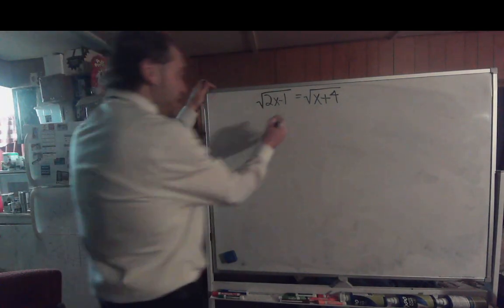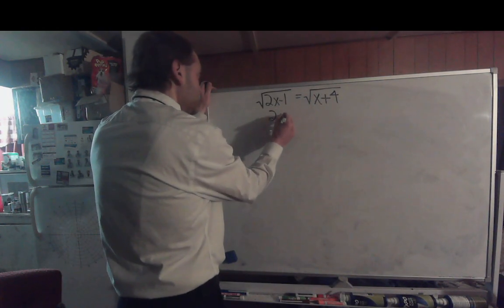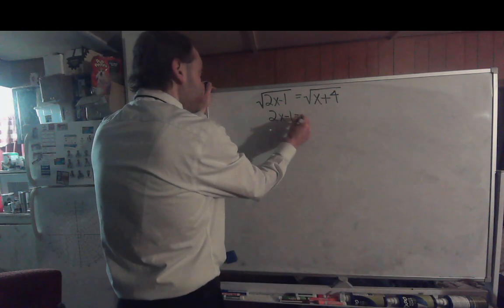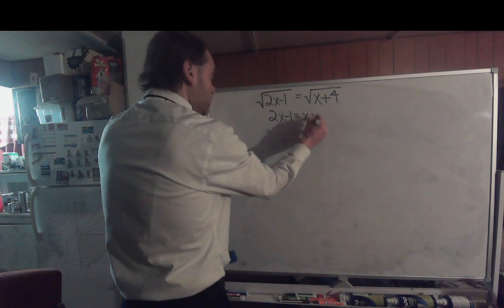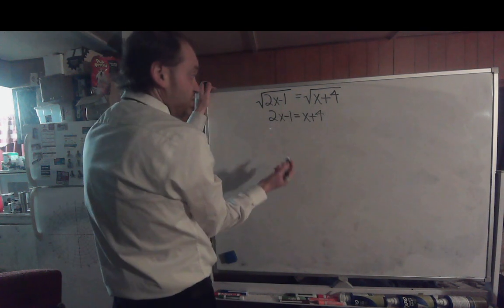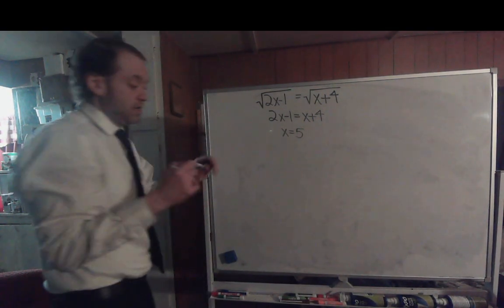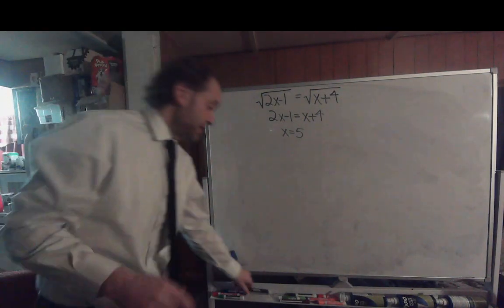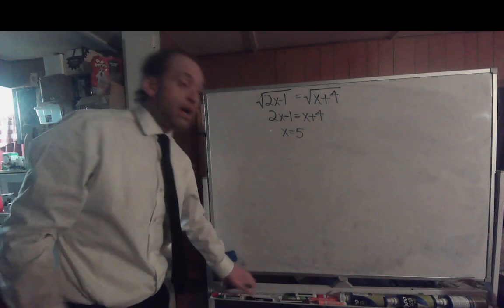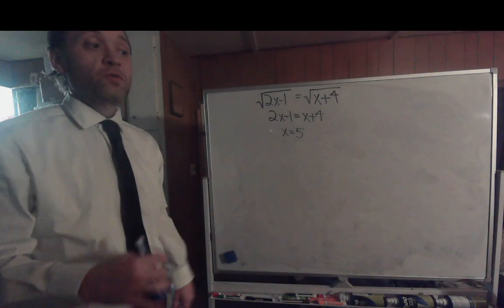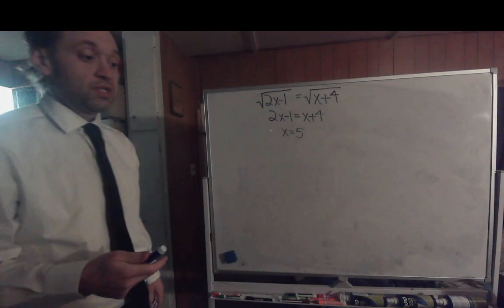So if we do that, you end up then with 2x minus 1 equals x plus 4. Then just solve for x, you would end up literally getting x equals 5. But we're not done yet. When you solve any radical equation, you have to check for extraneous solutions.